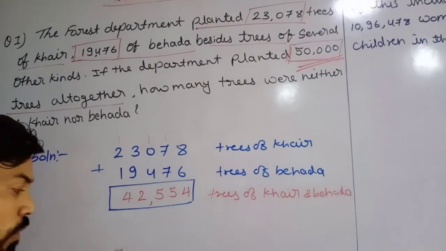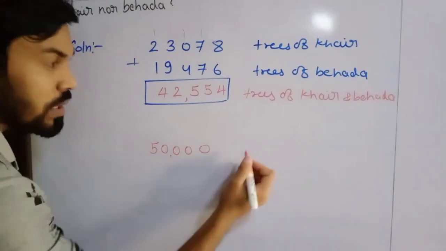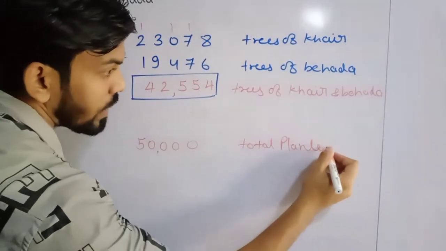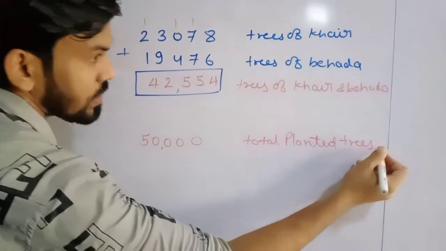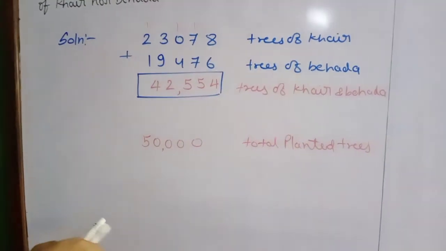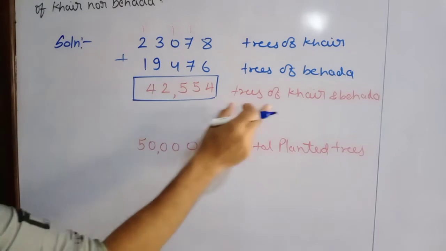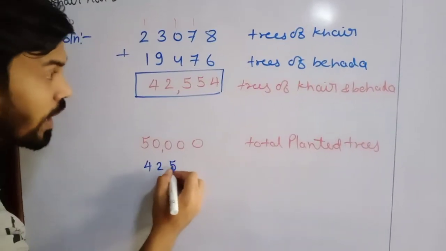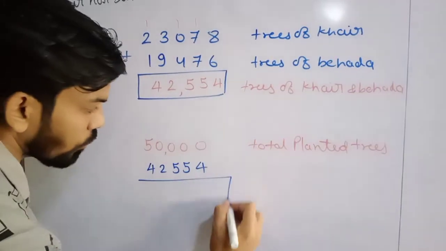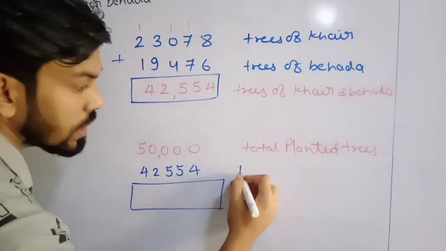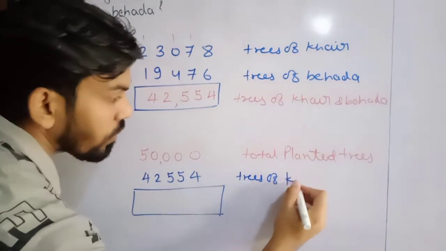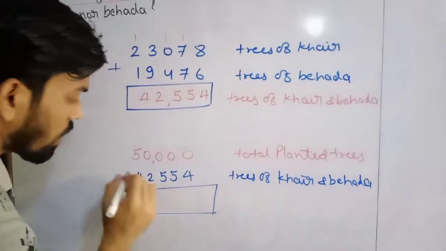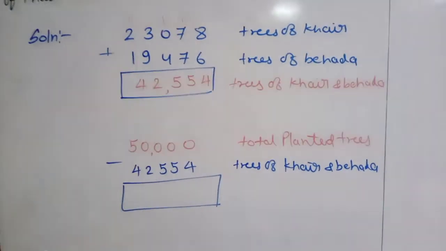So 50,000 is the total planted trees. And after that we are going to do the subtraction of these trees of Khair and Behda, that is 42,554, from it. Now here we have to do the subtraction.